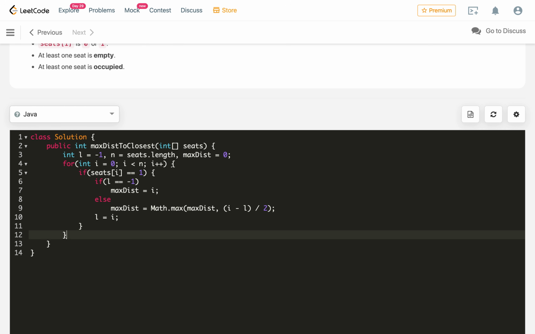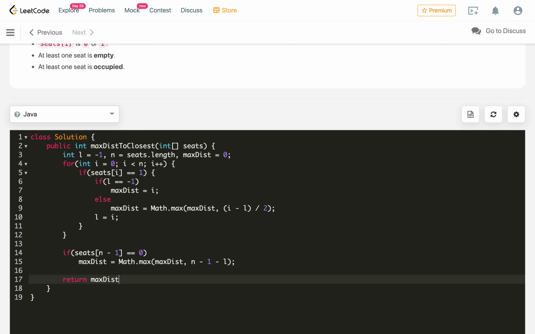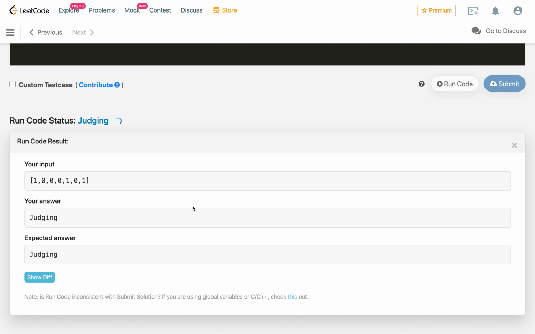In the end we check the last case where seats of n minus 1 is equal to 0. In that case we take max dist as Math.max again of max dist and n minus 1 minus L, where n minus 1 is the index of the last seat and L is the index of the closest sitting person from the end. So in the end we return max dist. That's the implementation. Let's compile the code and see if it is working.